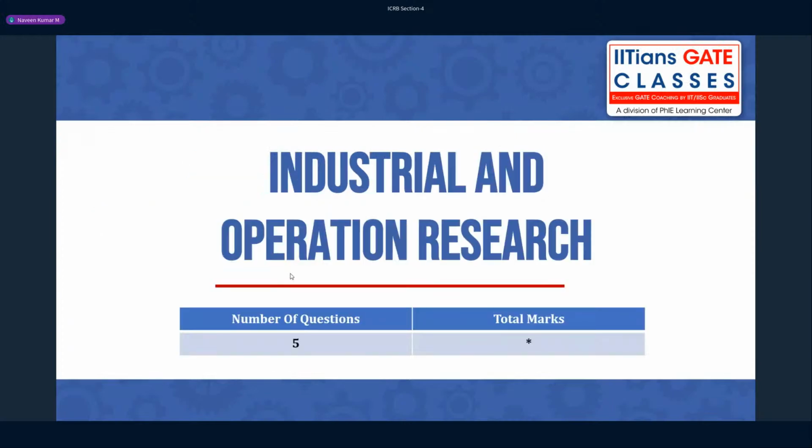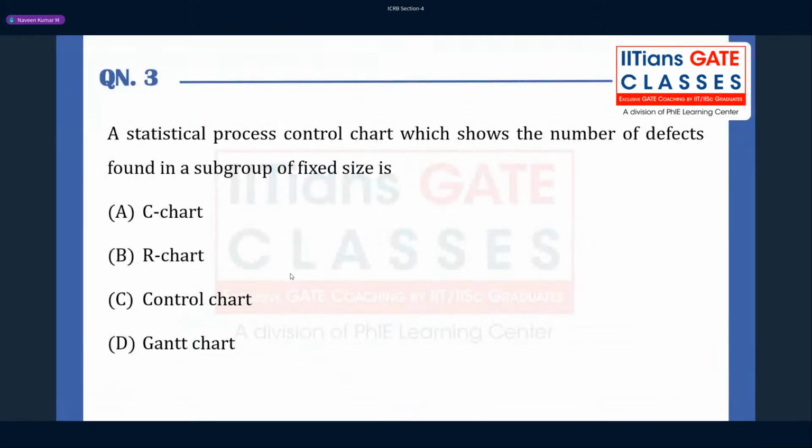So these are the industrial 5 questions. The first question says: statistical process control chart which shows the number of defects found in a subgroup of fixed size is. We'll find the answer. But as we discussed in our previous sessions, we are going to discuss every option, and then after discussing the options, we'll read the question and come to the right option. So let's see what a C chart is.